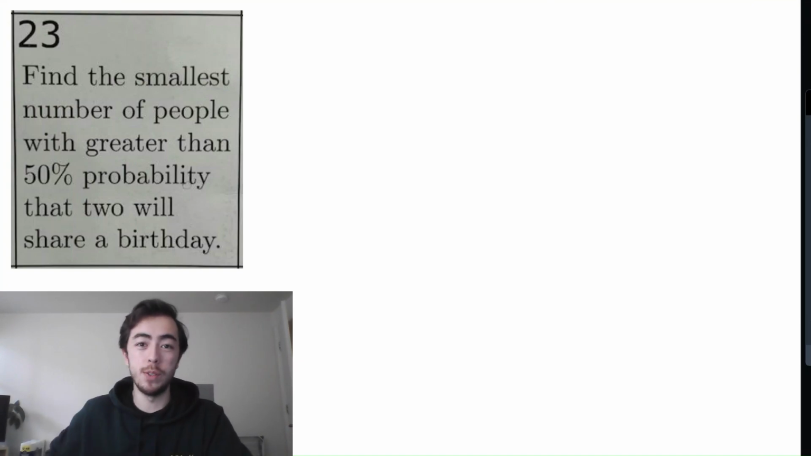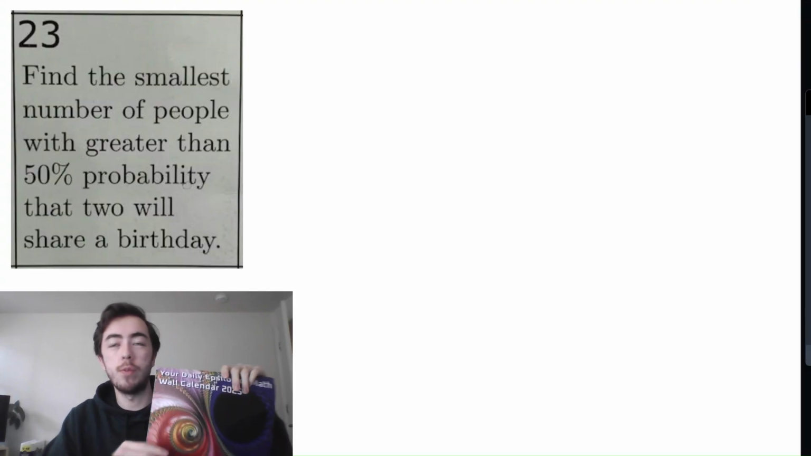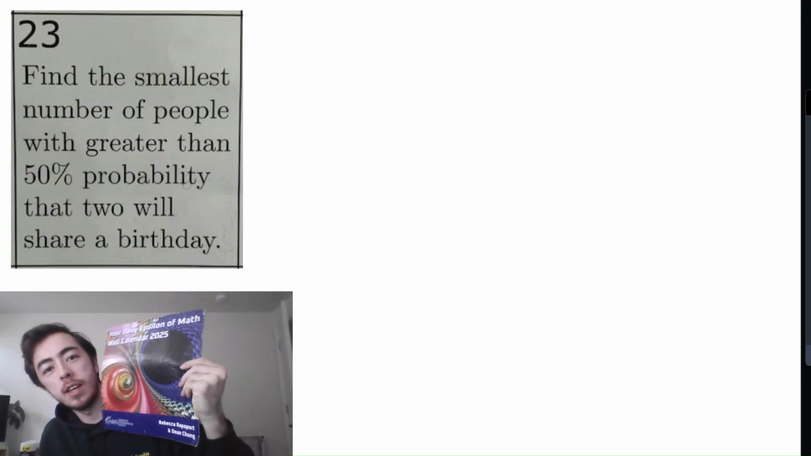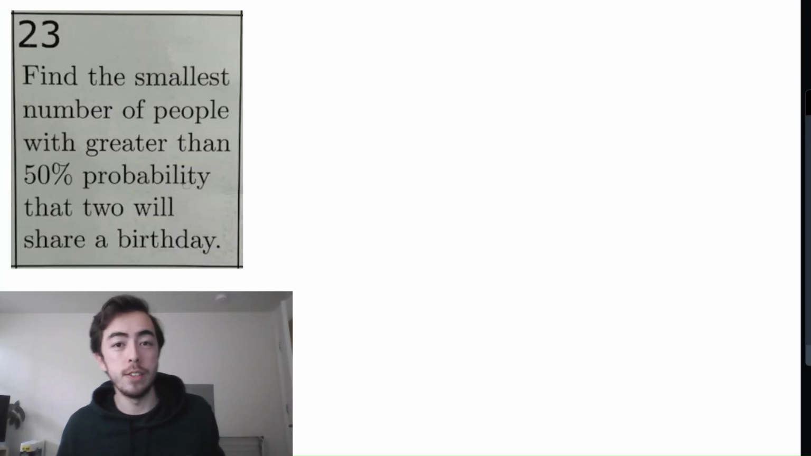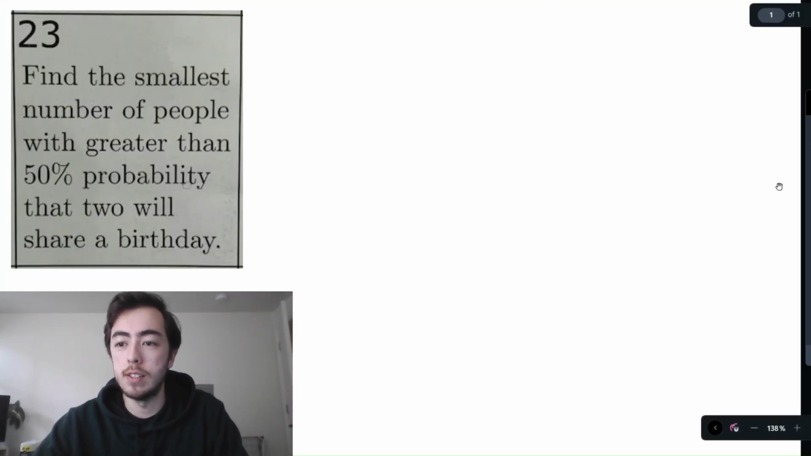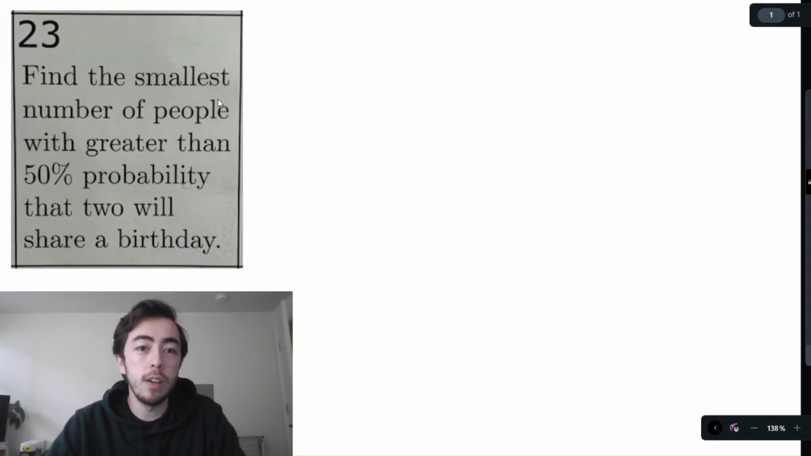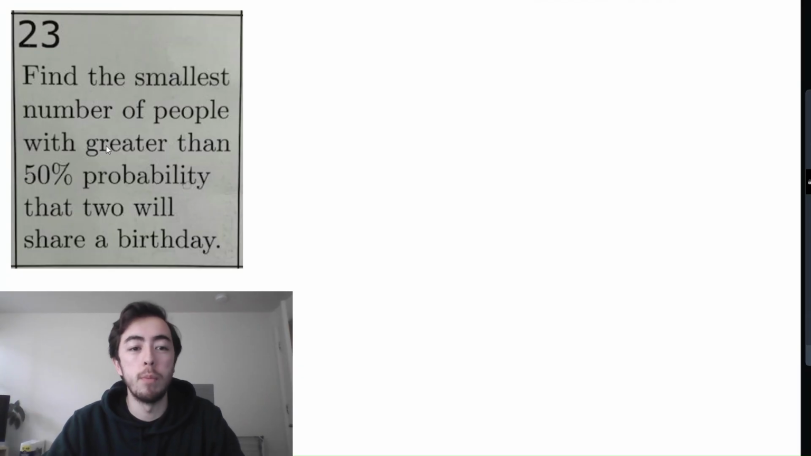Today is December 23rd, and we're solving problem 357 from the Daily Epsilon calendar. The answer today should be 23 because that's today's date. So we are proving the birthday problem. We need to find the smallest number of people with greater than 50% probability that two will share a birthday.